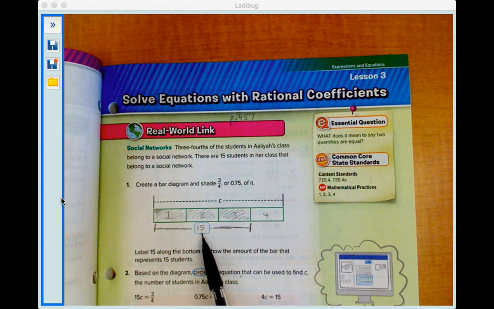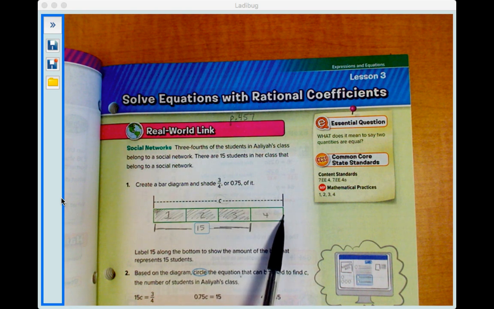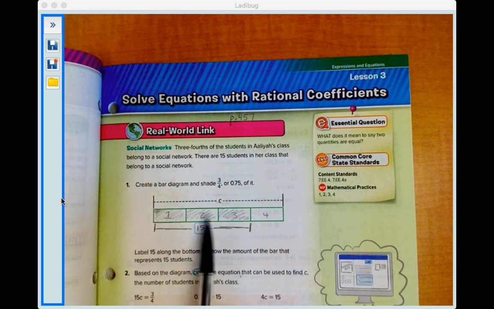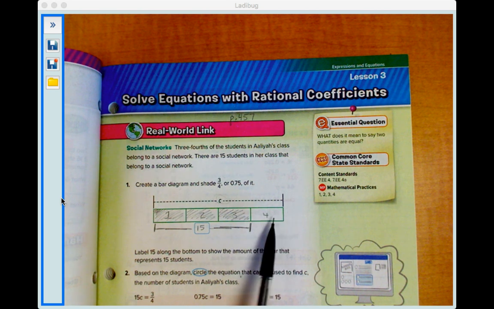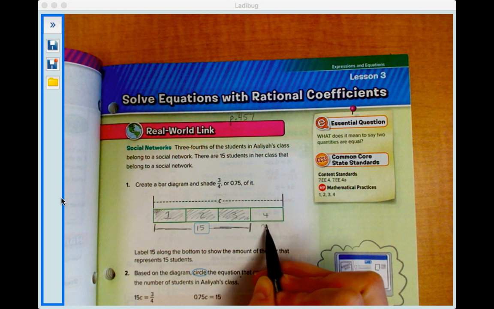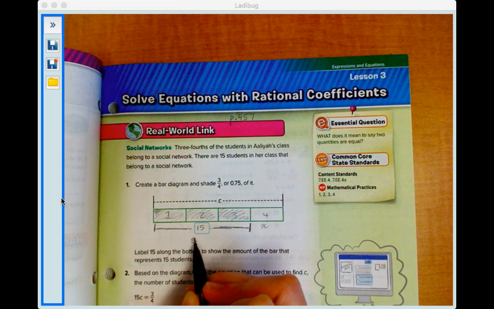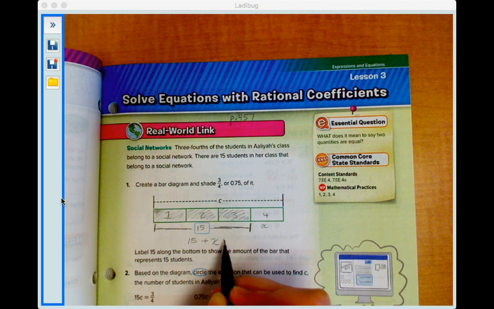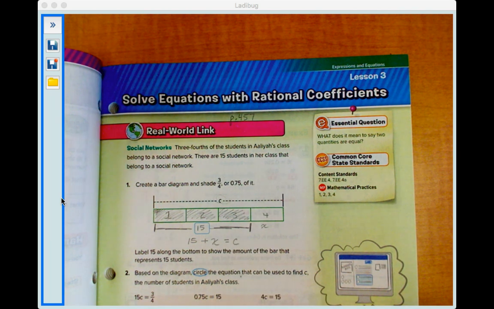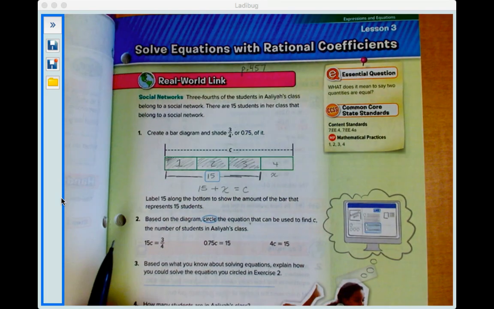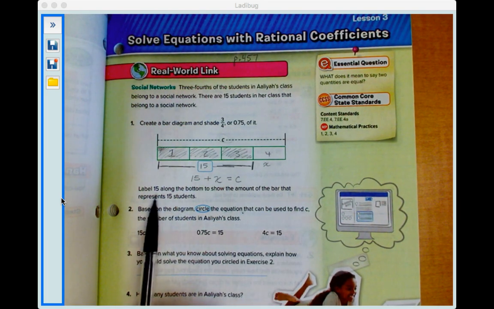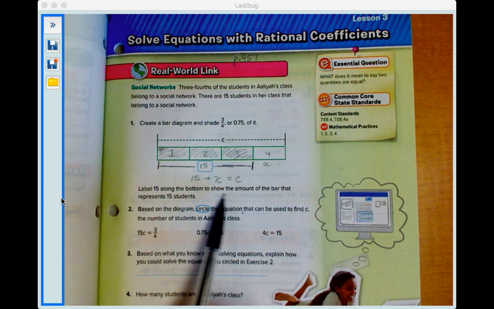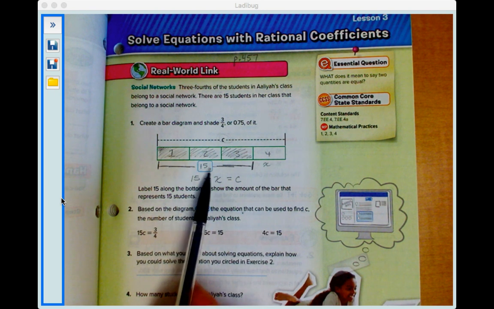So, moving on, we need to figure out how many kids are in her class. If the shaded part is 15, what is the unshaded part? What is 15 plus whatever this x is? 15 plus x equals c. Let's move on to try to solve this problem. So, label 15 along the bottom to show the amount in the bar. We just did that up top.